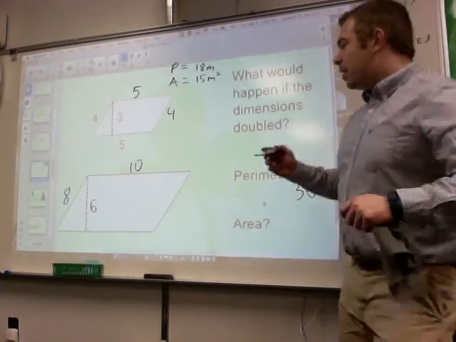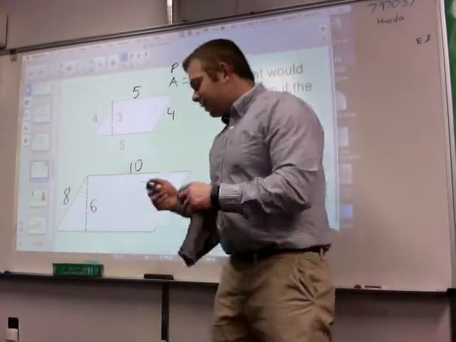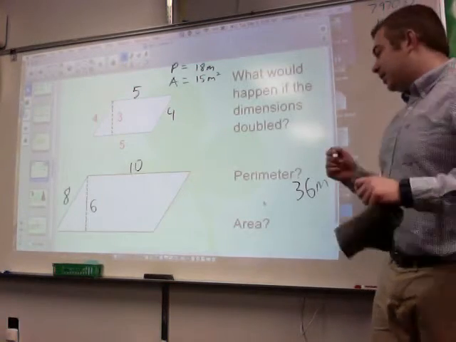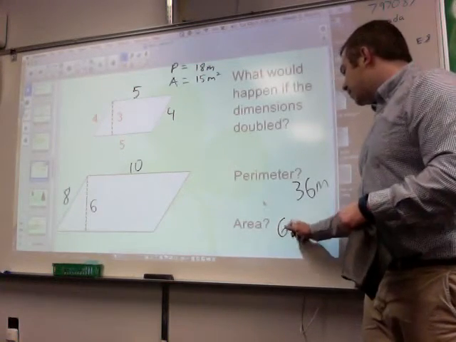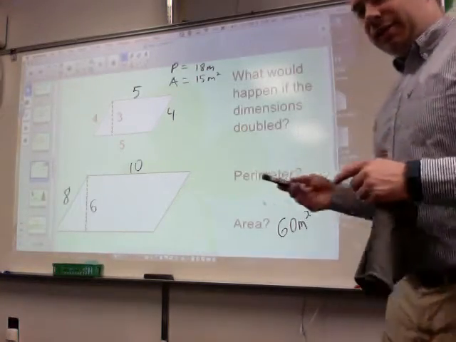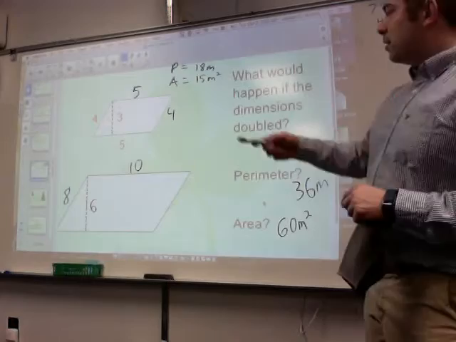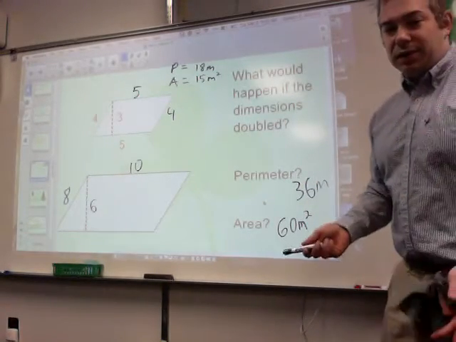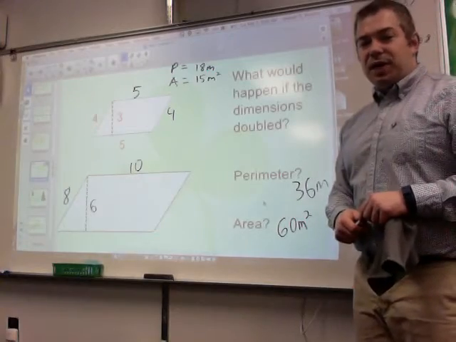Let's see if we can find a difference there. All right, my area is once again base times height. 10 times 6 equals 60. So my area would have been 60 meters squared. Now, isn't it interesting to see that when we double the dimensions, the perimeter actually doubled there? Is it a coincidence? I don't know. We'll have to find out with a different shape.